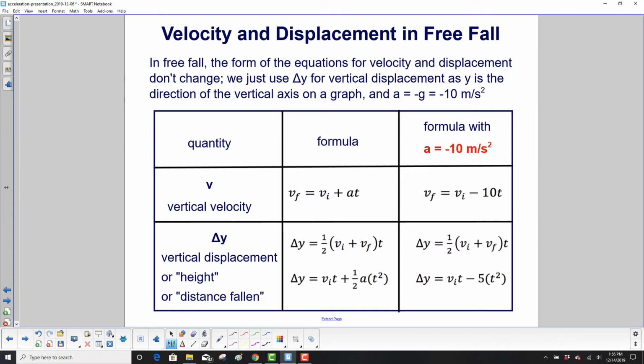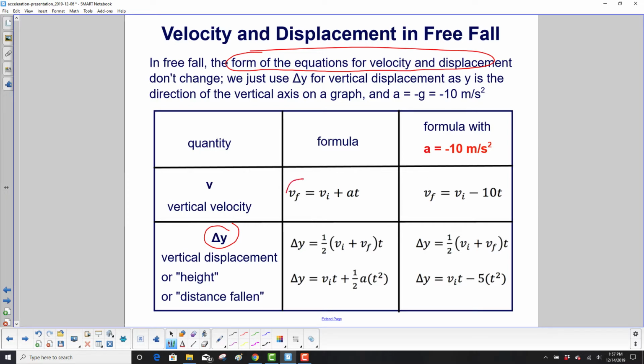In free fall, the form of the equations for velocity and displacement don't change. We just use delta y for the vertical displacement, as y is the direction of the vertical axis on a graph. So instead of having x, which is what we've been using, we're going to use y. It just means you're going up and down. And we'll replace acceleration with negative g, which is negative 10 meters per second squared.